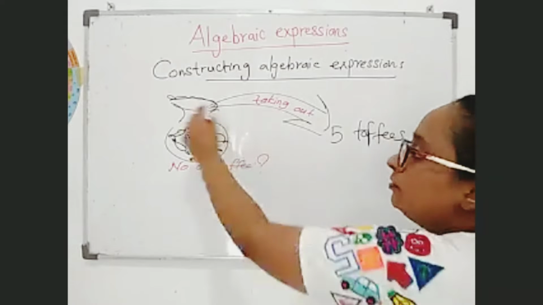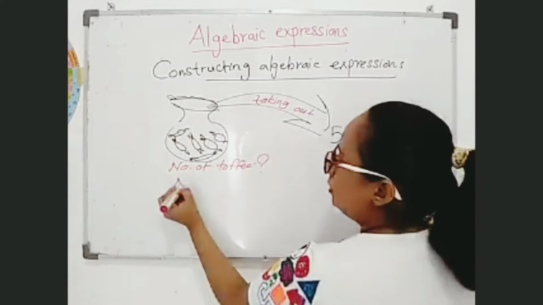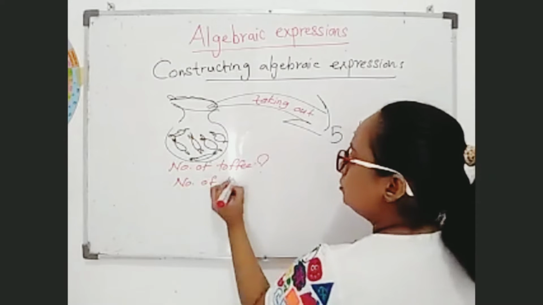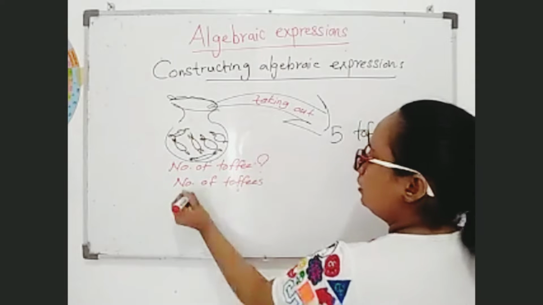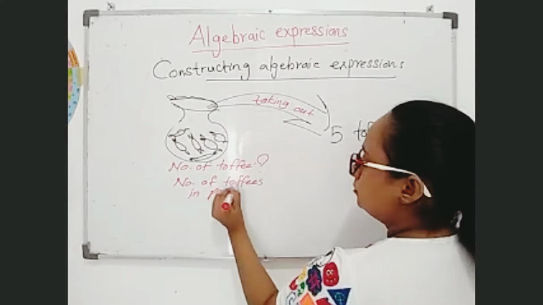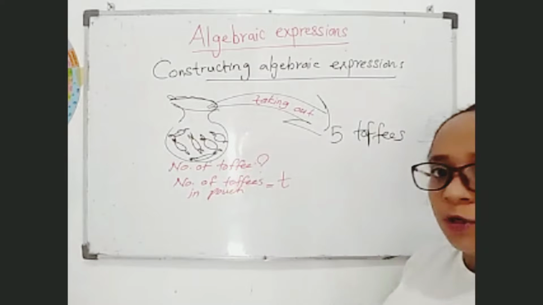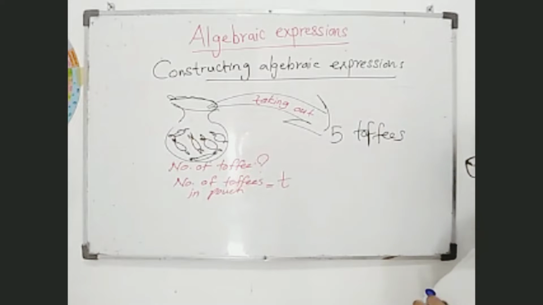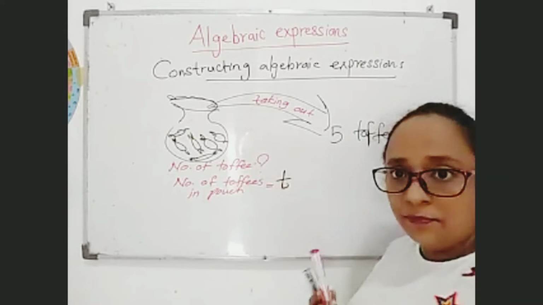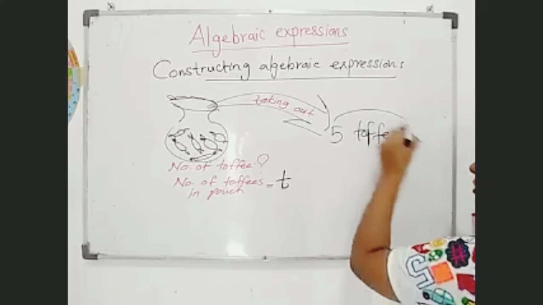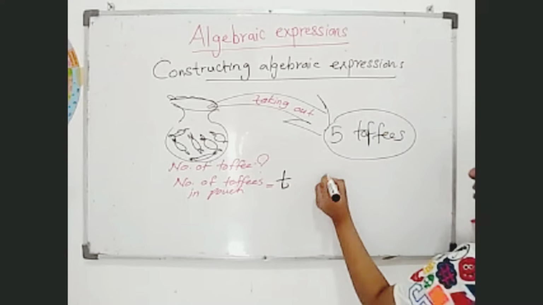So for the amount of toffees in the pouch, for the number of toffees in the pouch, I consider that as T, right? Because I don't know the amount, I will take the number of toffees in the pouch as T, right? And here, the number of toffees that I am taking out, right?